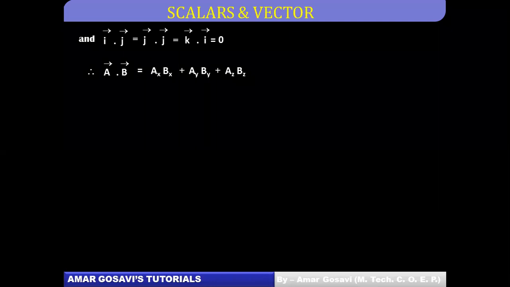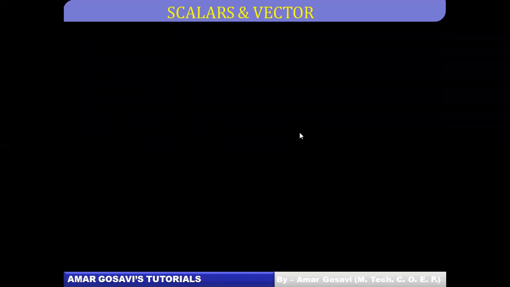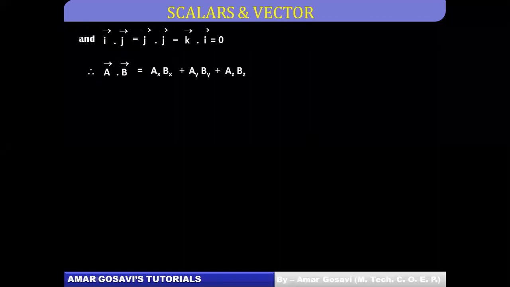Once you are done with it, let me know. Okay, so most of you say done. Okay. So today we have understood how to multiply the vectors, two vectors, in the first way.